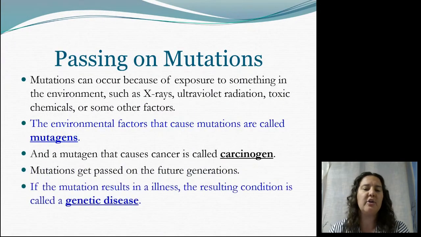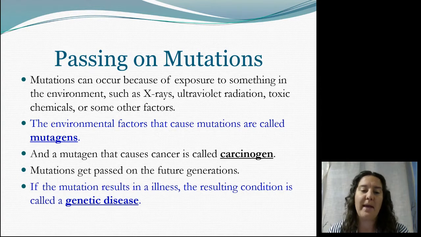So mutations can occur because of an exposure to something in the environment that's known as a mutagen, like X-rays, which is why we wear those lead vests at the dentist, ultraviolet radiation from the sun, which is why we wear sunscreen, toxic chemicals, or other factors. A mutagen that causes cancer is known as a carcinogen. So something like the chemicals that have been added to tobacco smoke are known carcinogens.